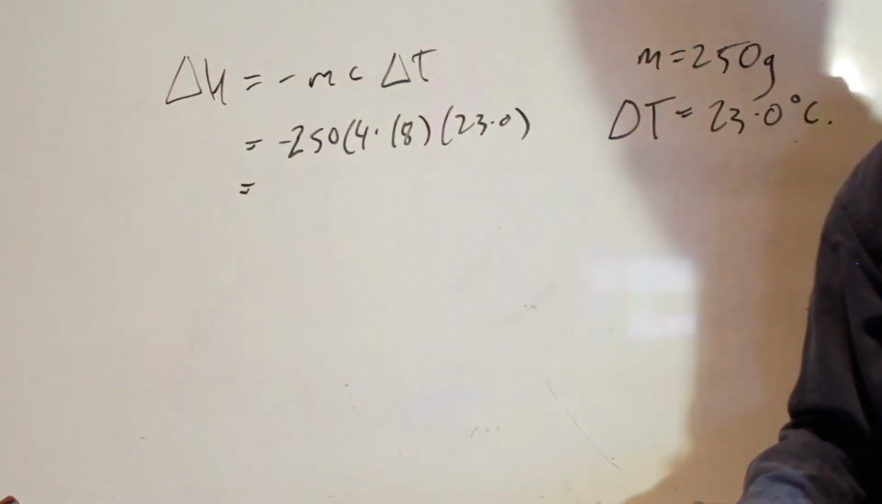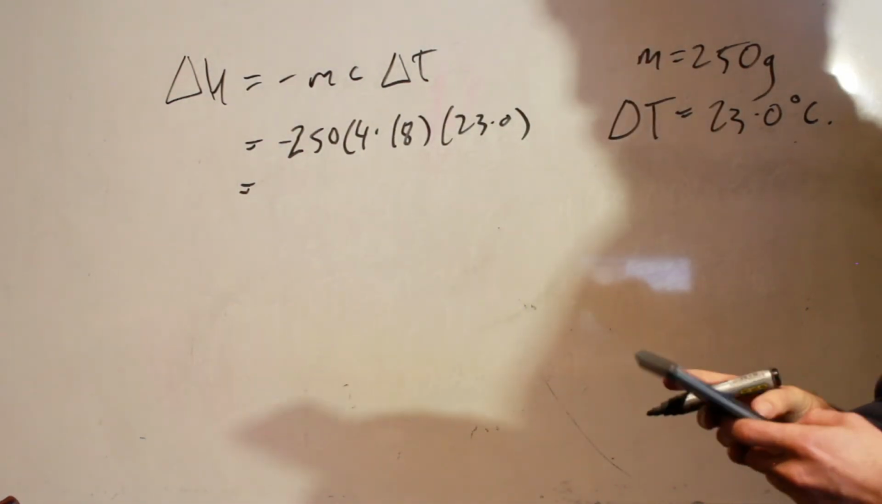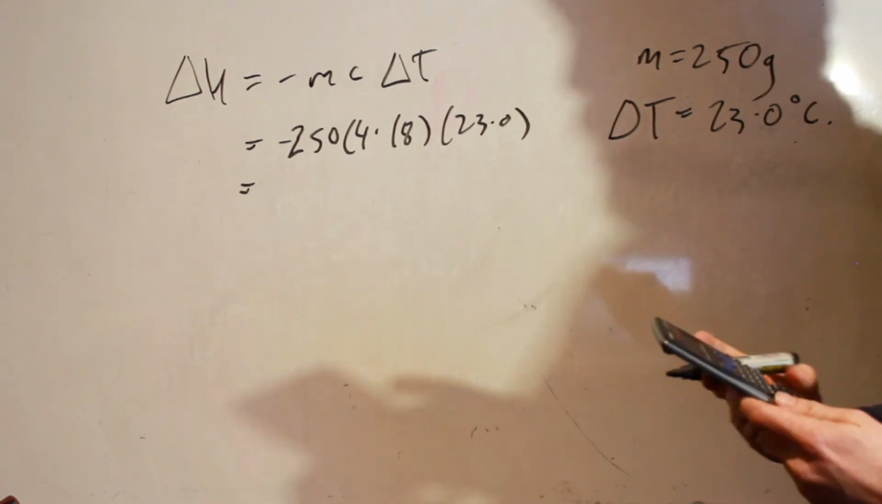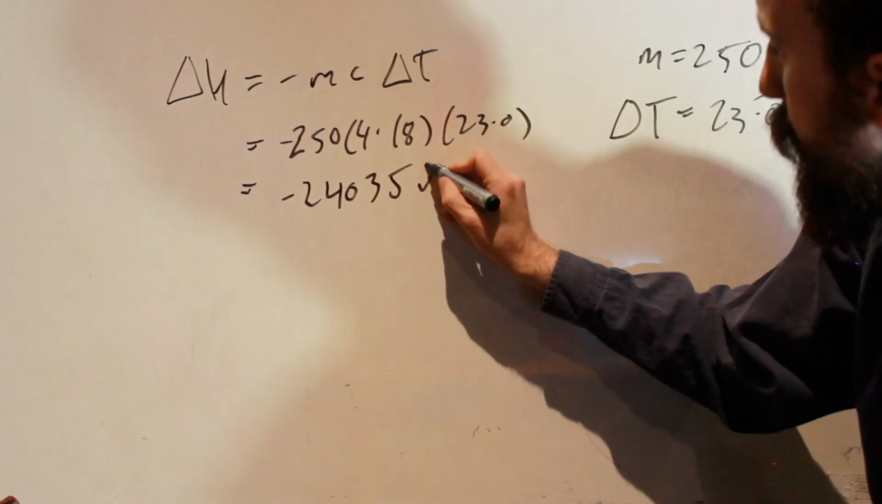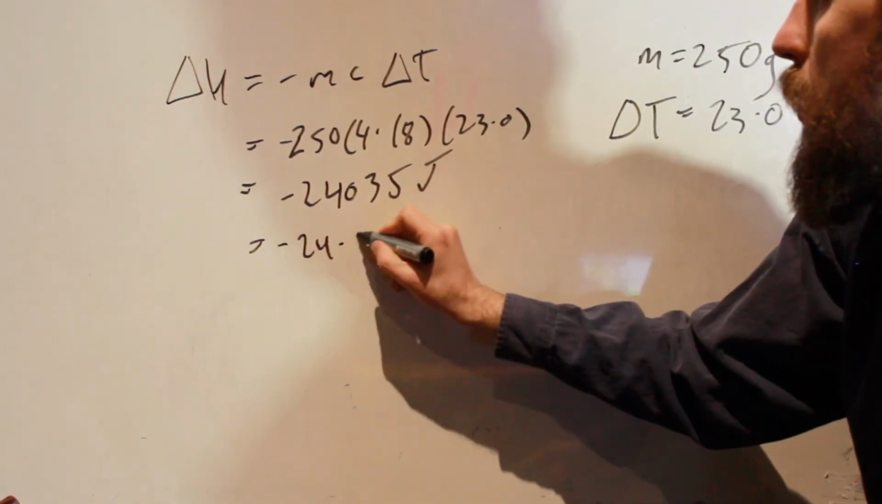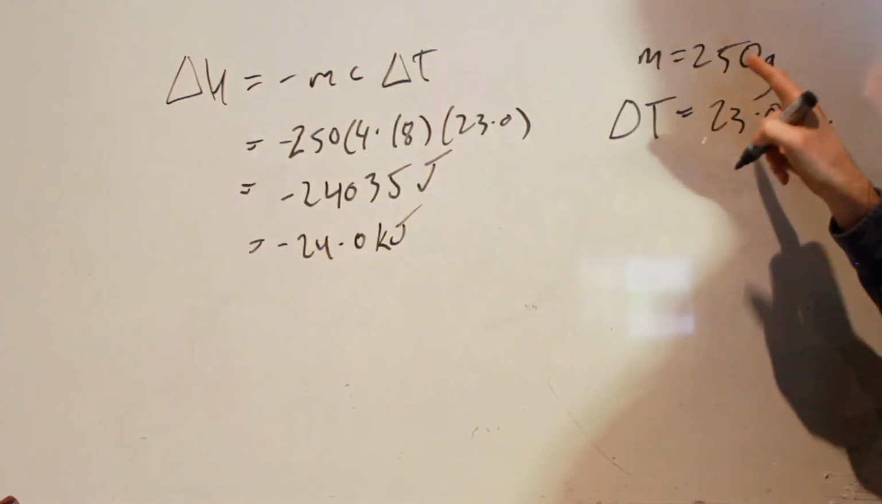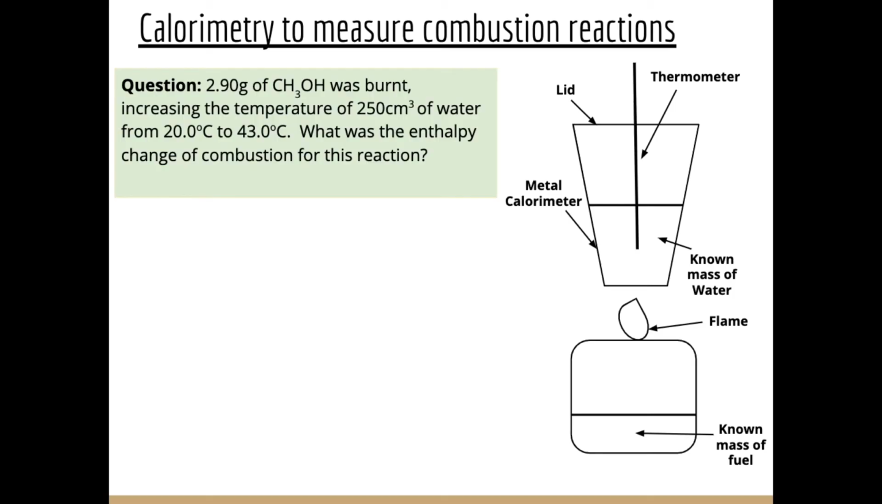Let's punch all that in over here: minus 250 times 4.18 times 23.0. That gives me an answer of minus 24035 joules. Let's say minus 24.0 kilojoules, three significant figures there. But we're not done. We've got to work out how many moles of the substance we burnt.